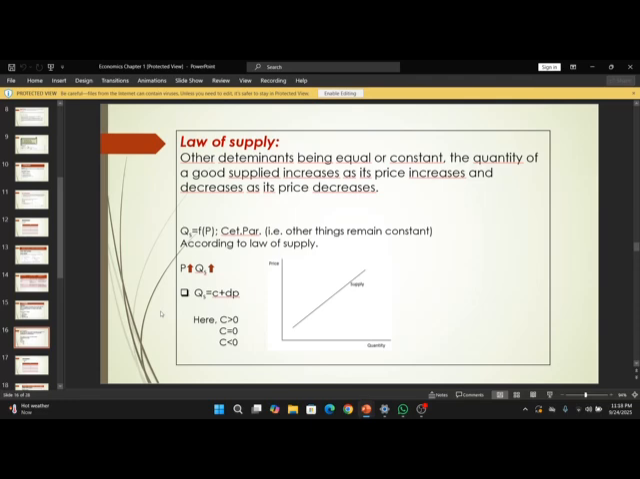This happens because producers are motivated by profit. If the price is higher, selling more gives them more profit. But if the price is lower, they may not find it worthwhile to supply much. Graphically, the supply curve slopes upward from left to right. This upward slope shows the direct relationship between price and quantity supplied.